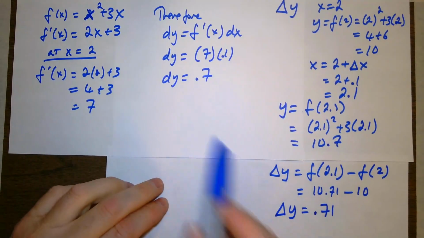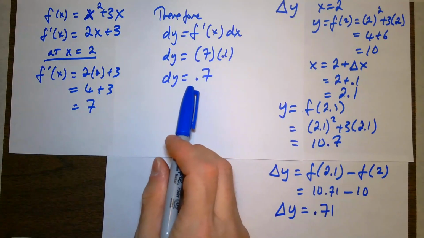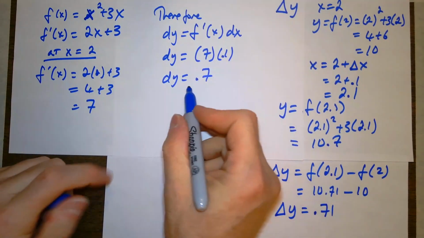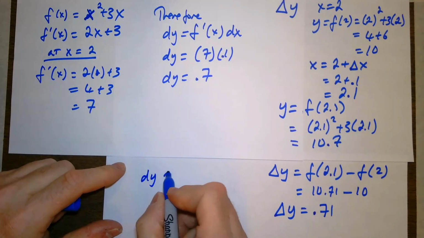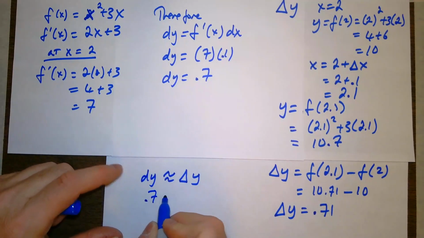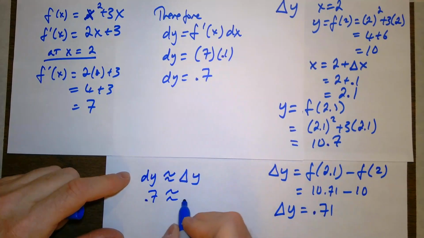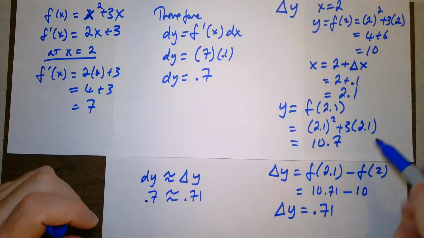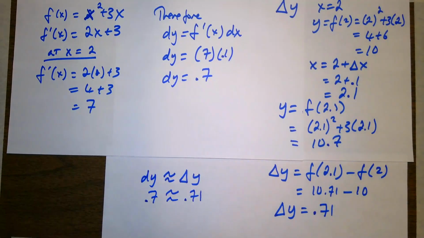And what was the dy? The dy was 0.7. So 0.7, my dy, remember, dy is approximately delta y. My dy was actually 0.7, which is approximately 0.71. Notice how the delta y calculation was a lot more involved. We had to do a lot more things to get the delta y calculation. But they're approximately the same. They're about the same. So it's close enough. And certainly the dy calculation is a lot easier.